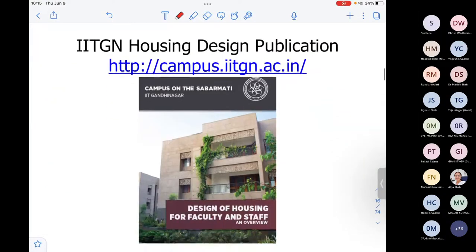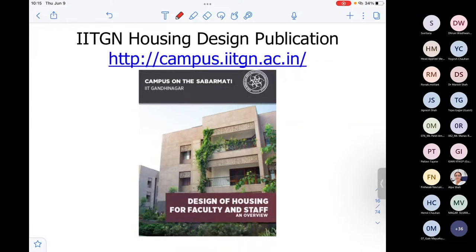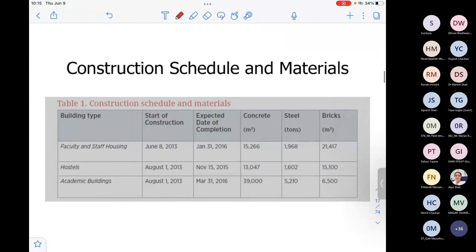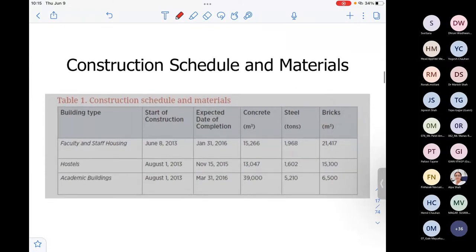There is also another design publication about housing. There is one on hostels, and there is one on housing. It has more architectural features, but it is interesting and very well presented. Here, this will be of interest to you: construction schedule and materials.